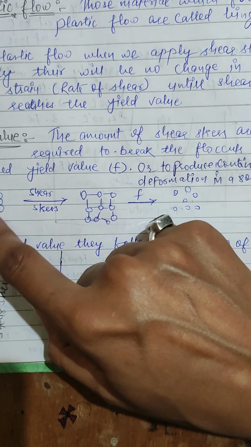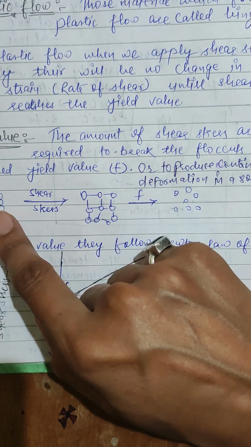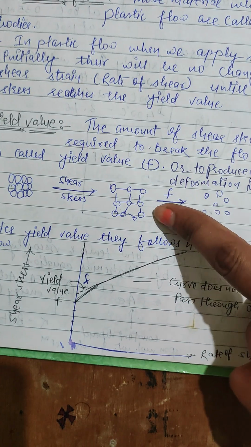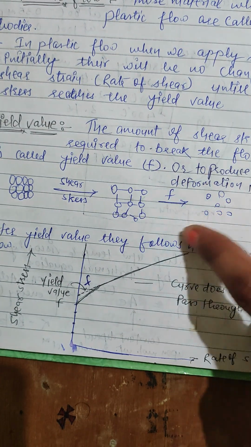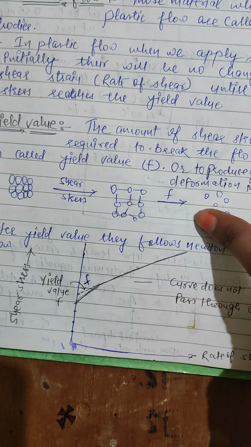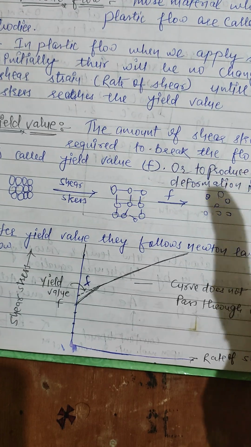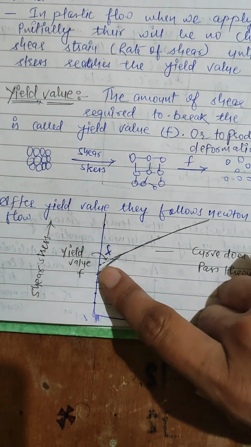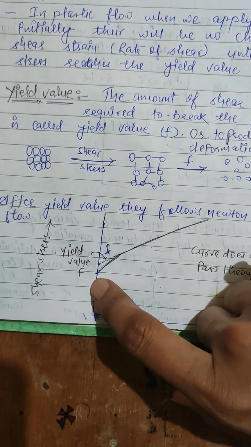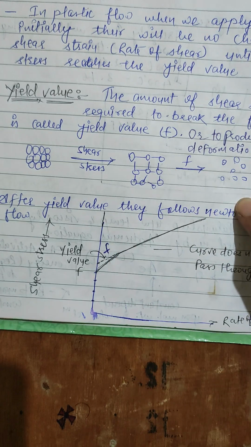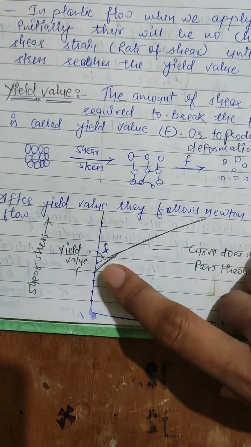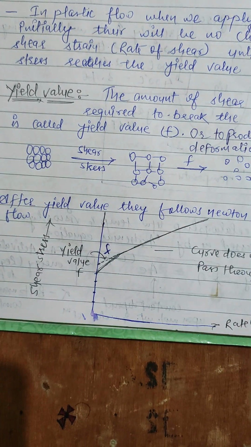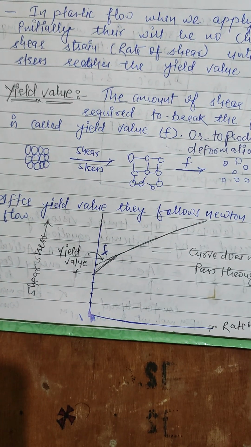ये हमारा जो केचप था वो थिक था, राइट? हमने shear stress अप्लाई किया तो इनमें फ्लूइडिटी आएगी और एक यील्ड वैल्यू से जब एक्सीड हो जाएगी तब ये हमारा फ्लो होना स्टार्ट हो जाएगा. So this was the yield value and this curve represents the yield value. Yield value will be required for it to flow. The curve does not pass through the origin, and this curve will not pass through the origin because this is not Newtonian fluid. This is plastic flow, right?